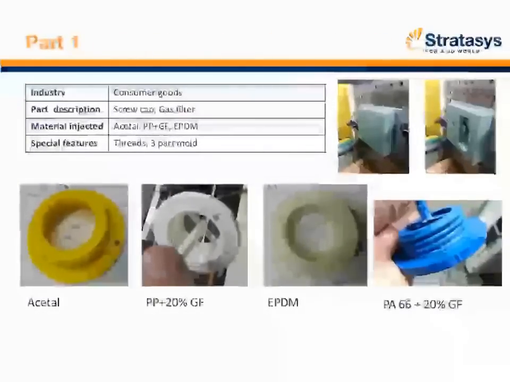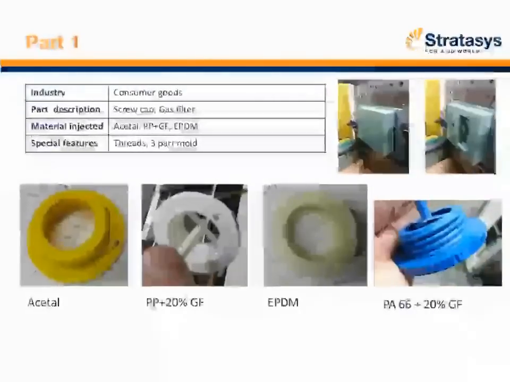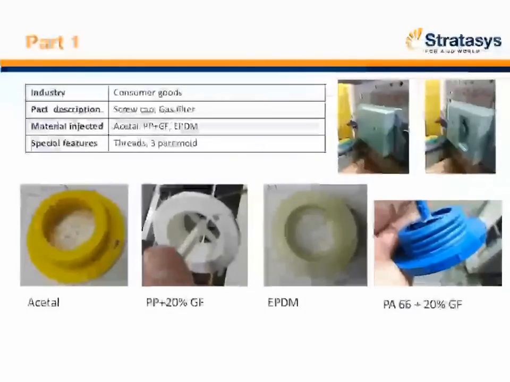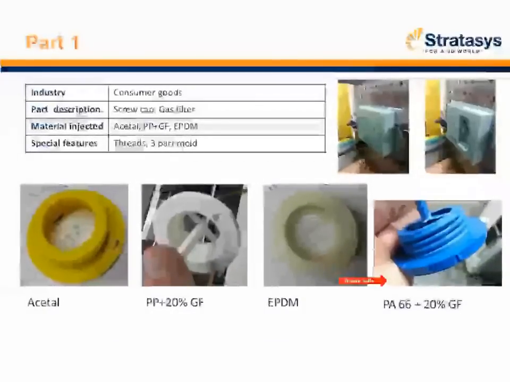I would like to show you some examples of parts that were injected, to give you some live images of the things that we just discussed. So here you can see a three-part mold of a part taken out of a pump. You can see parts molded in the same mold from acetal, from reinforced polypropylene with 20% glass fibers, EPDM, and also some nylon 6-6 with 20% glass reinforcement.